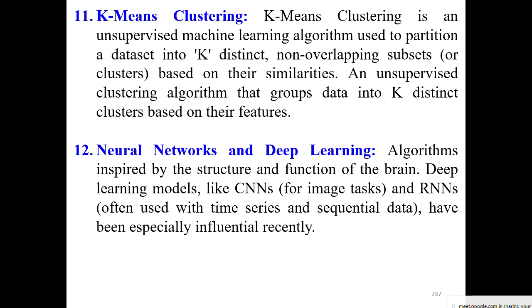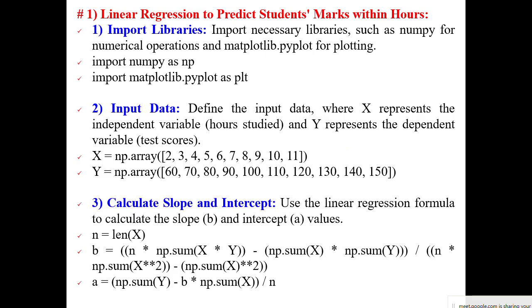Neural networks and deep learning. These are the 12th technique in data science algorithms. It is inspired by the structure and function of the brain. Deep learning models like CNNs for image tasks and RNNs, often used with time series and sequential data, have been especially influential recently. The first technique is linear regression.